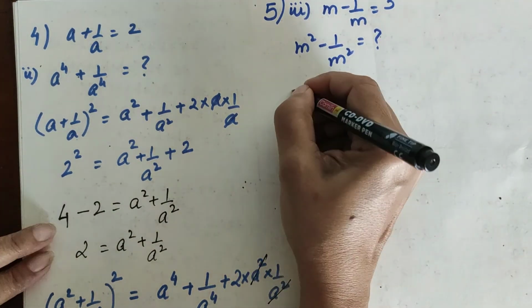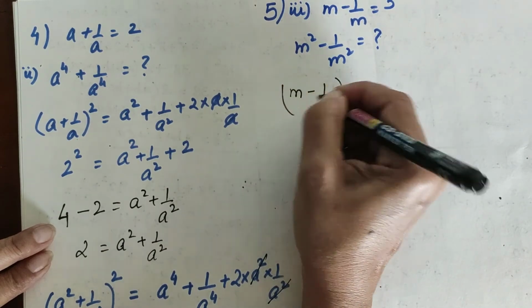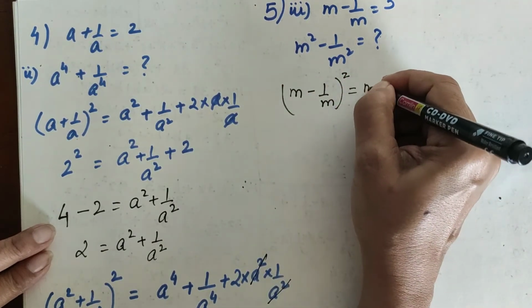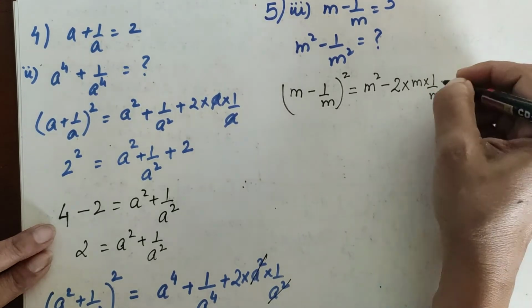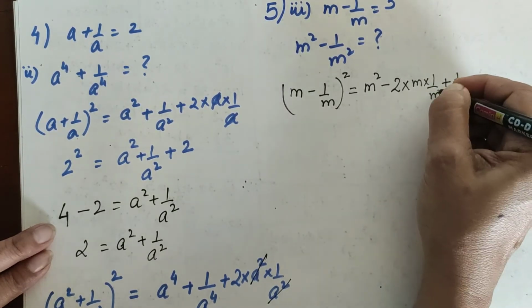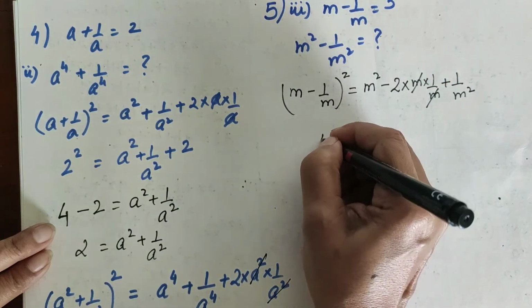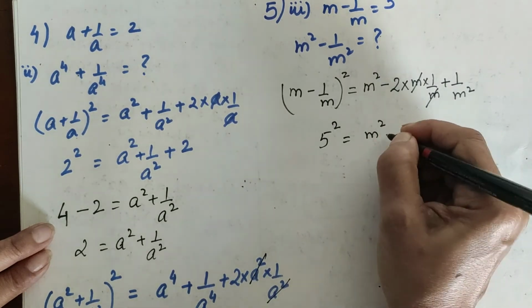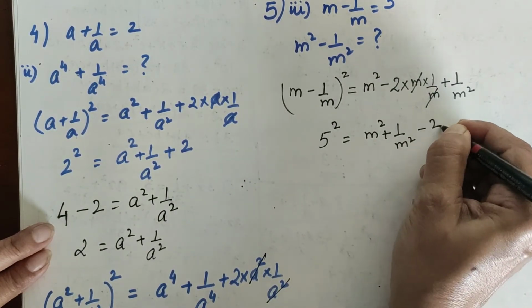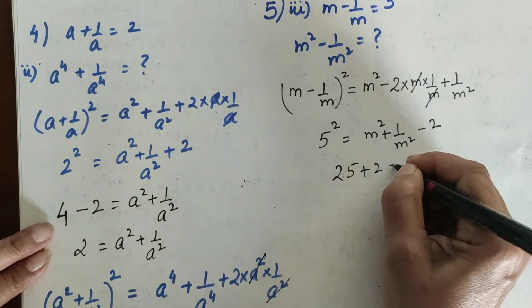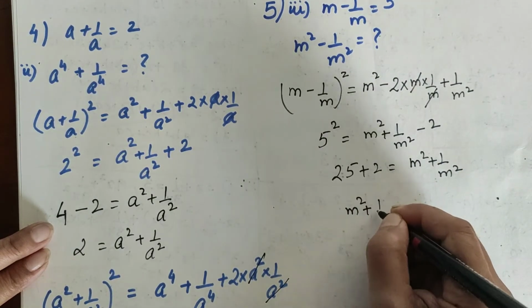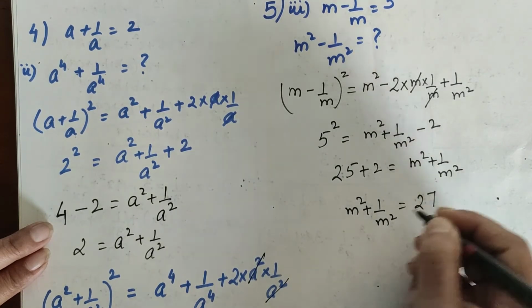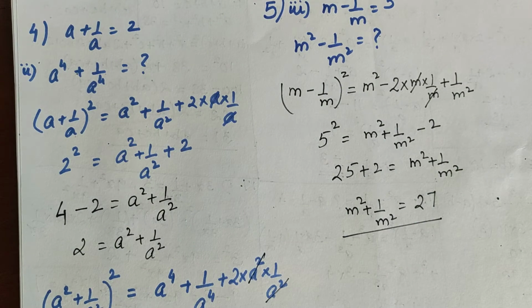So we'll start with m minus 1 upon m whole square, which is equal to a square, meaning m square, minus 2ab, meaning minus 2 into m into 1 upon m, plus b square, meaning 1 upon m square. This gets cancelled. This side is 5 square is equal to m square plus 1 upon m square minus 2. So 25 plus 2 is equal to m square plus 1 upon m square. So m square plus 1 upon m square is equal to 27. This is your answer.